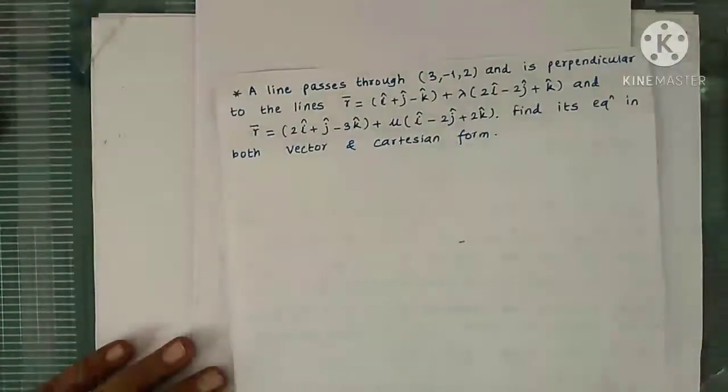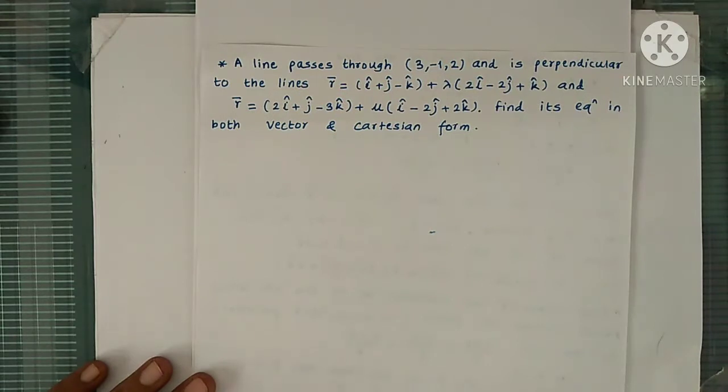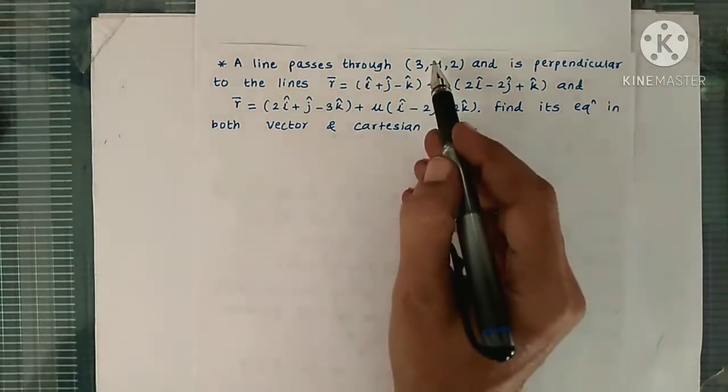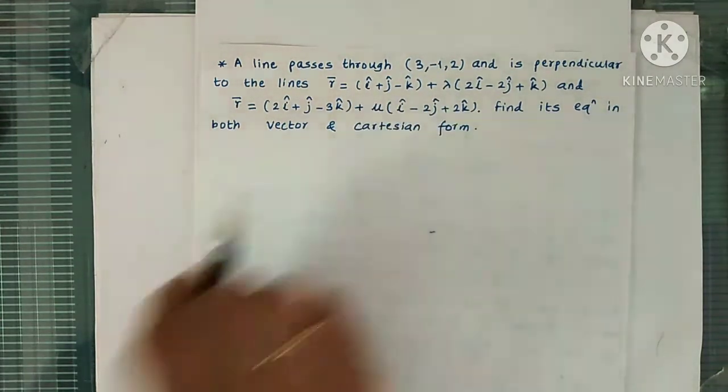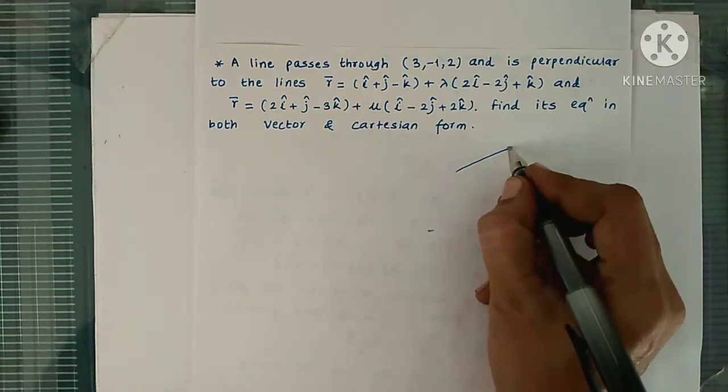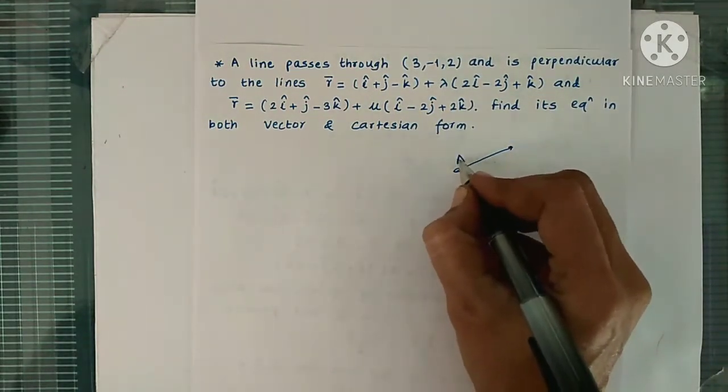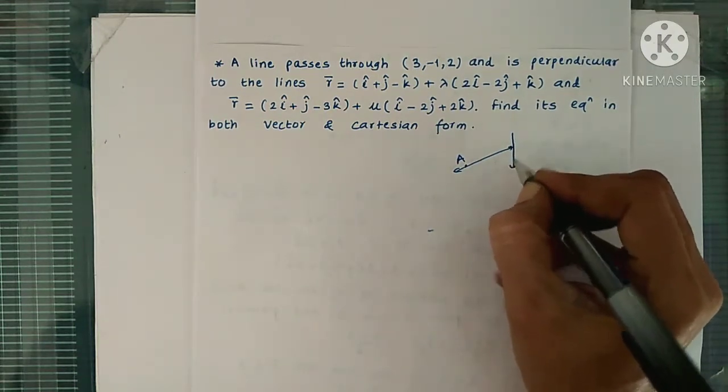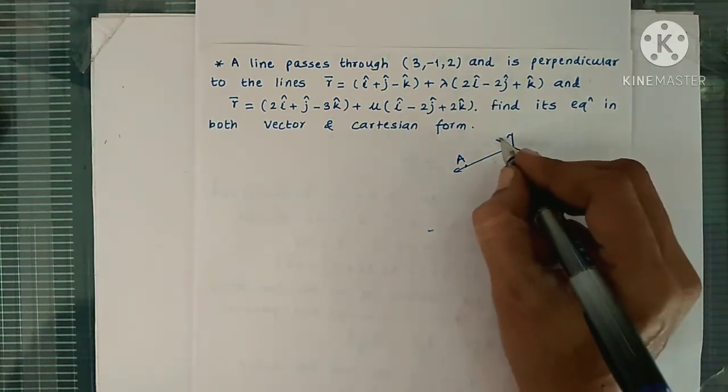Okay. Now see here in the next question, it is given that a line passes through the point 3, minus 1, 2. That means a point on the line is given. So let this point be A. And it is perpendicular to the lines r bar equal to, so one of the straight lines is given, and r bar equal to, another straight line is given. That means the required line passes through this point and it is perpendicular to these two lines. See here, if this is the required line, it passes through point A and it is perpendicular to this line and perpendicular to this line as well.